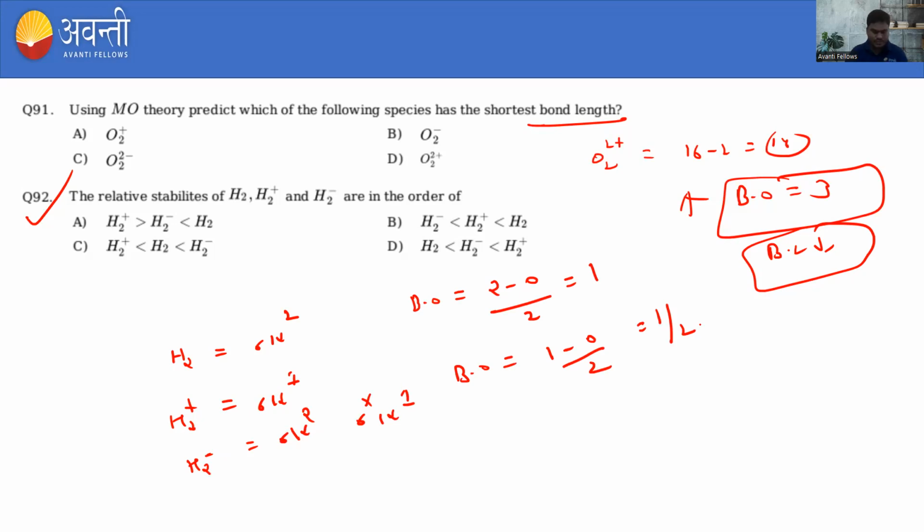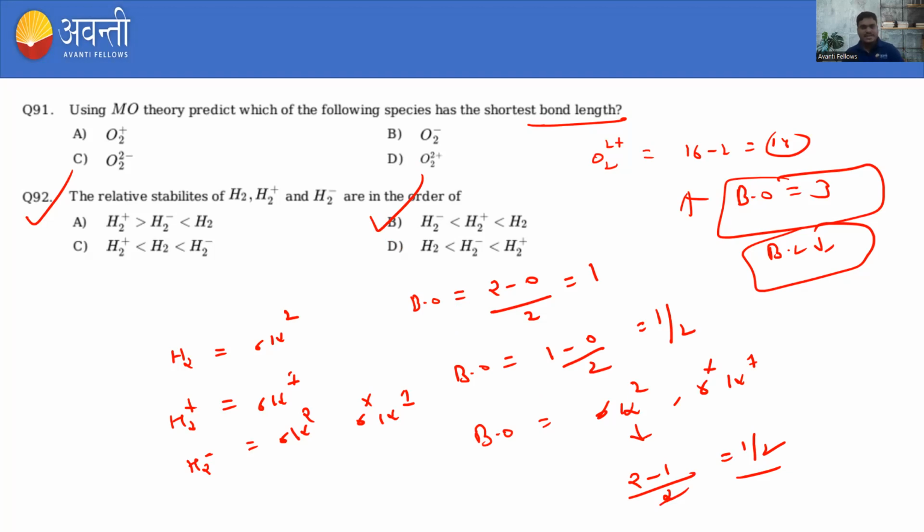Okay? 1 by 2. And for the helium negative, the configuration is sigma 1s2 sigma star 1s1. How will you calculate the bond order? So bond order is 2 minus 1 upon 2, that comes out to be 1 by 2. So which will show the maximum one? So for question number 92, for S2 negative, S2 plus and S2, S2 having the highest bond order and relative stability.